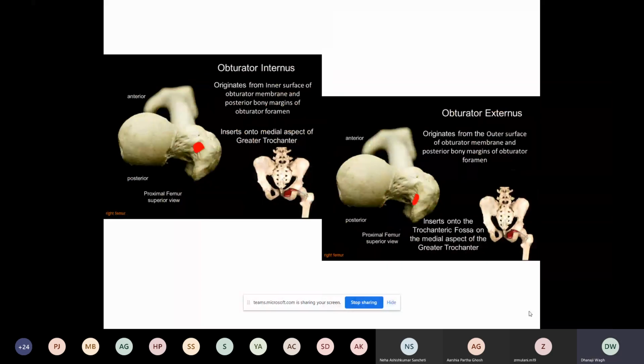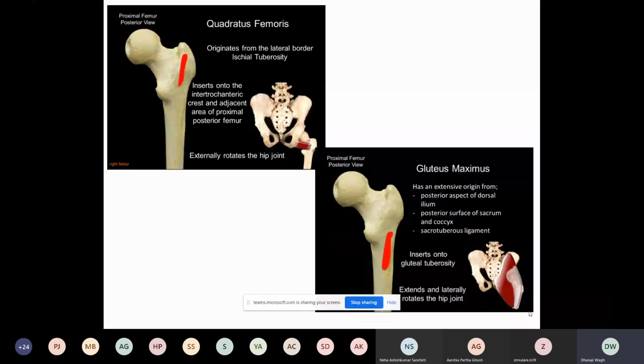So there is the greater trochanter, on the inner side there is a fossa-like structure. You can see there is an attachment of the obturator internus, arising from the inner surface of the obturator membrane and the posterior margin of the obturator foramen. Then gluteus medius, gluteus minimus, then quadratus femoris, gluteus maximus is there.